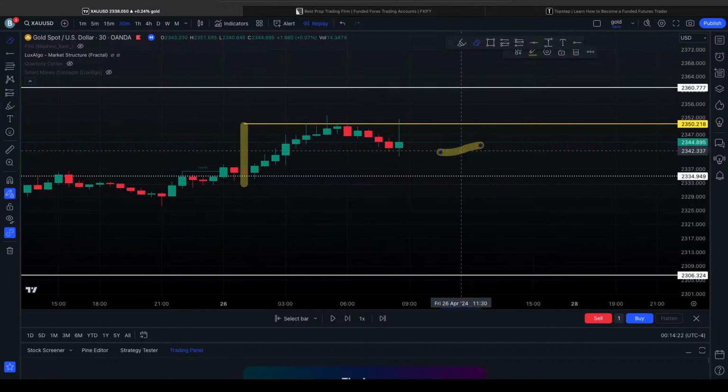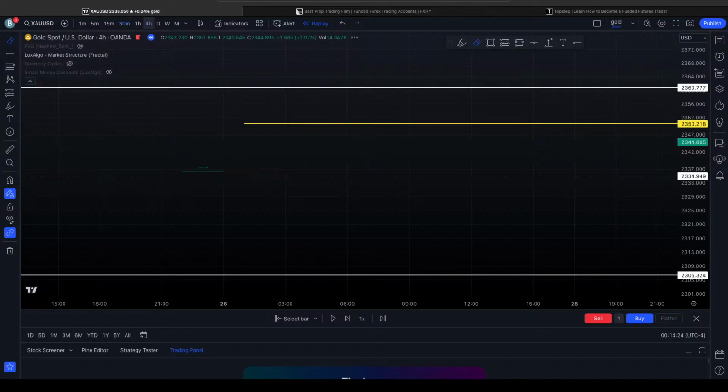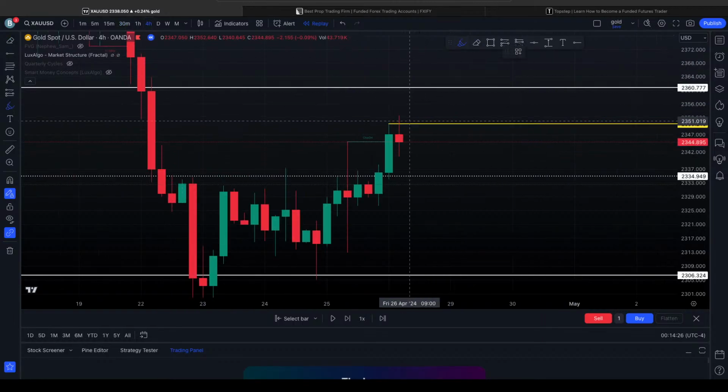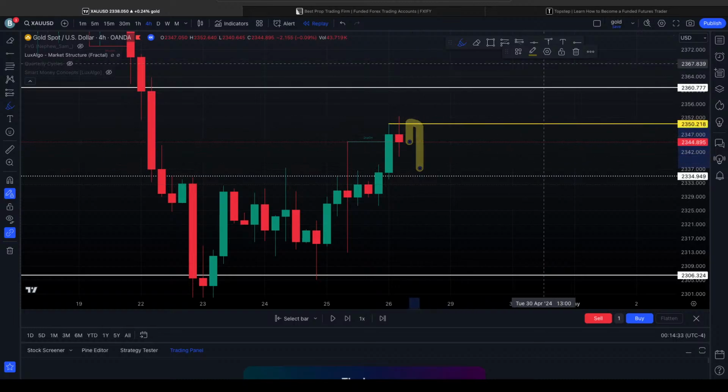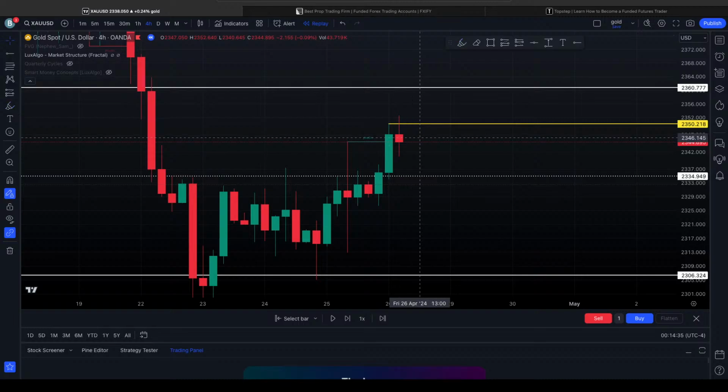So with that being said, this is why when this 4 hour happened right here, what I was going to wait for is this next 4 hour to come up, hit this line, and then come back down. And if you understand time, there's a lot of things that happen with time.